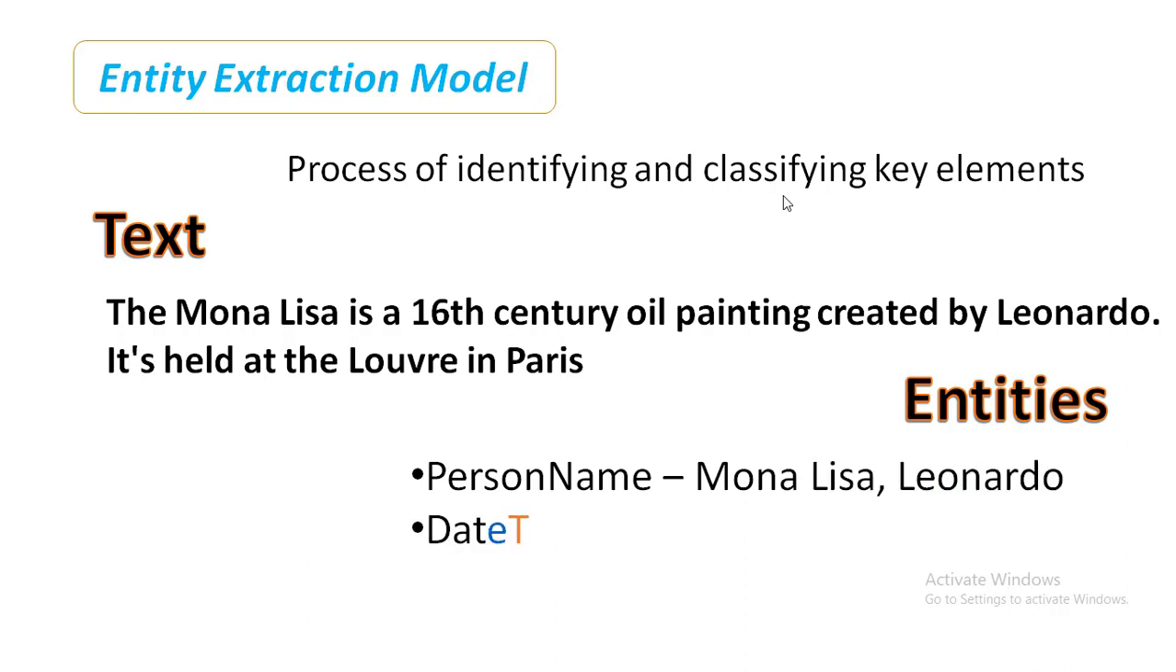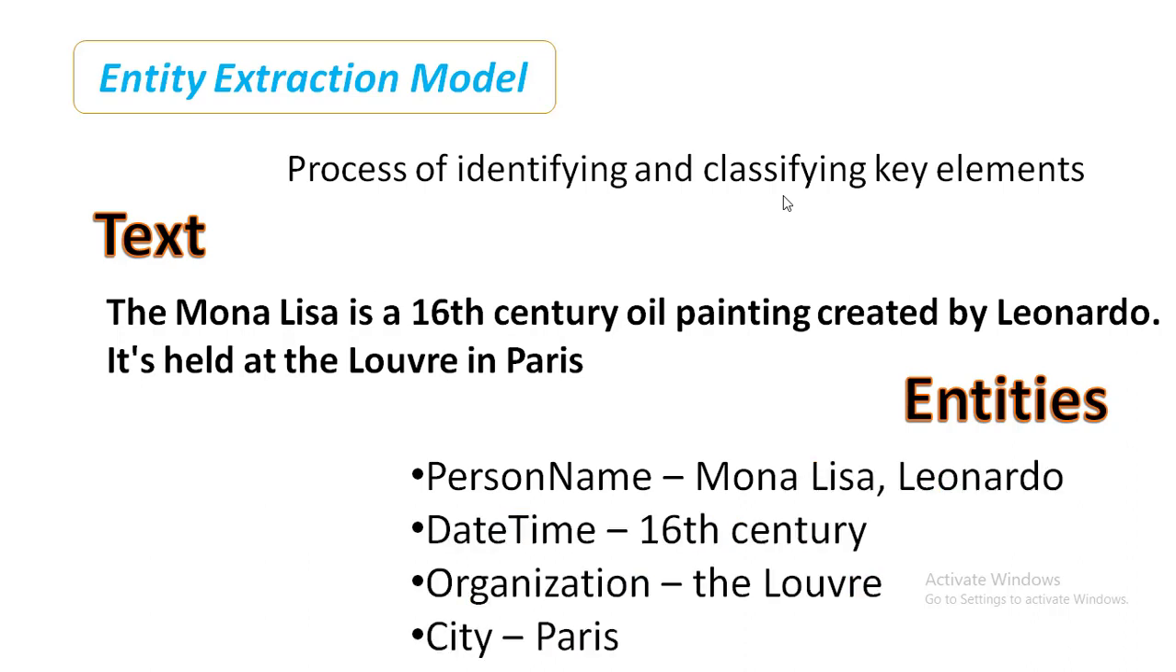If you see, I have the person names over here, that is Mona Lisa and Leonardo. These are the person names we have. And the date and time, if you see, 16th century is the date and time. And the organization, you will see Louvre, and the city is Paris. These are the four entities which have been extracted by using the entity extraction model from the particular text.